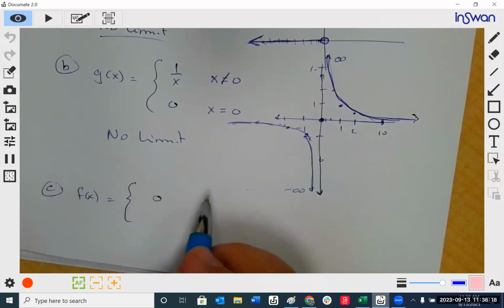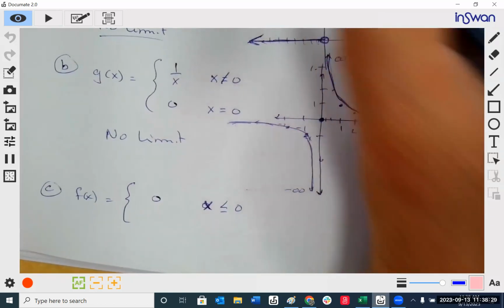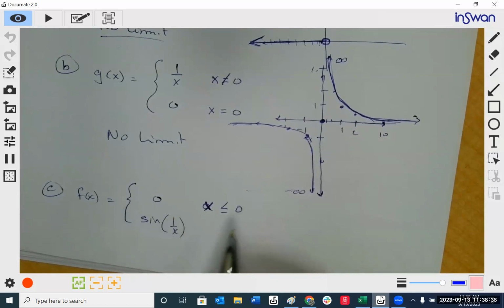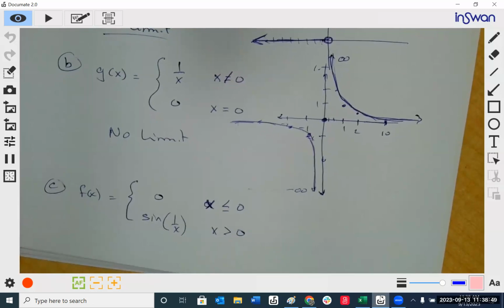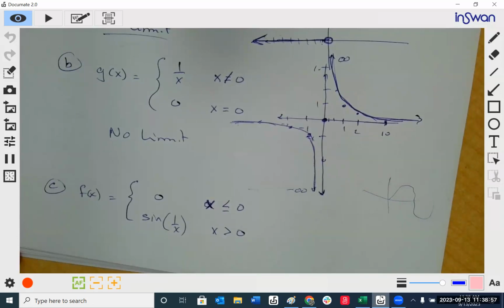The last one, 0 when x is less than or equal to 0. I gotta change that too. And it's sine of 1 over x when x is greater than 0. So we know what the sine function looks like. At 0, it's 0. And it goes up to 1, -1, and continues like that.